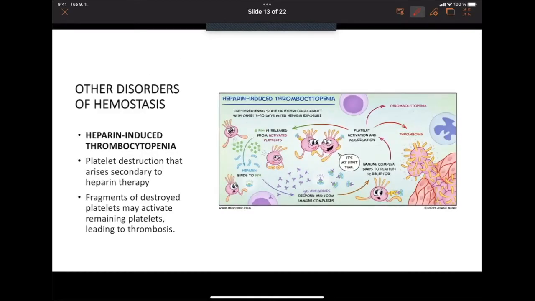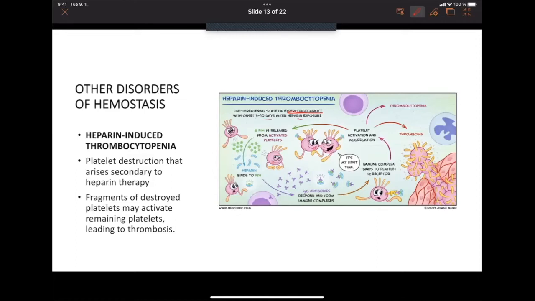So another disorder that we have here is heparin-induced thrombocytopenia. So this is when platelet destruction arises secondary to heparin therapy. Okay, so let's see how this situation occurs. So these are life-threatening states of hypercoagulability. Onset is about 5 to 10 days after heparin exposure.